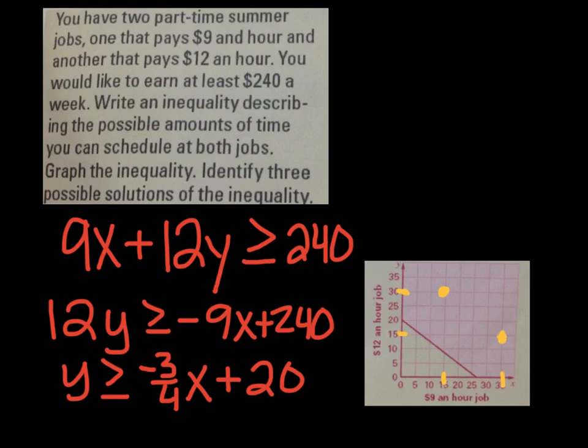The only thing that wouldn't get you your $240 is anything that's in this triangle. So that triangle gives you all the combinations of hours that won't earn you enough money, and then everything else would be. So 3 possible solutions are infinite ordered pairs that you could write down for that. And that's the end of that.